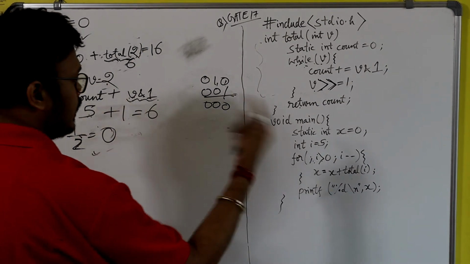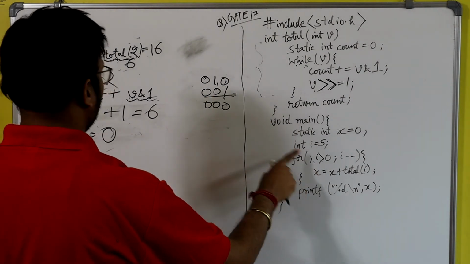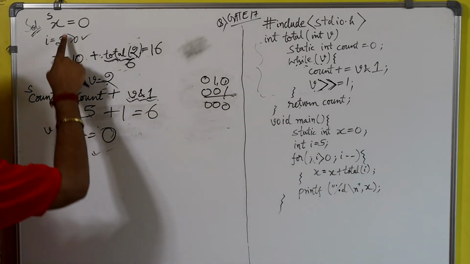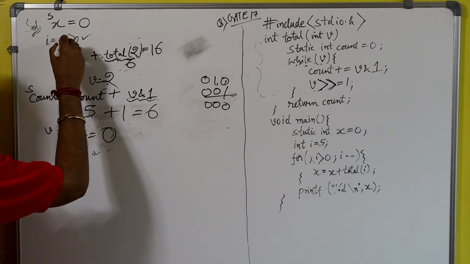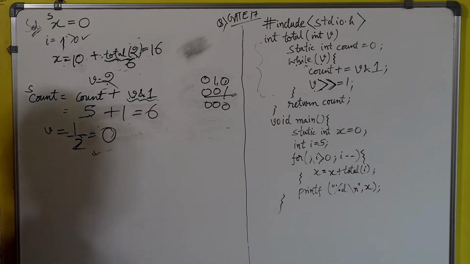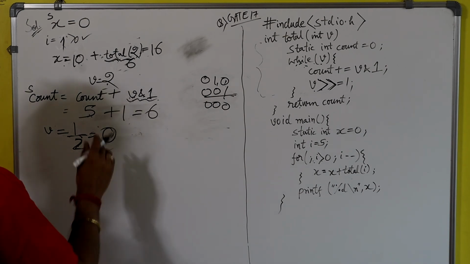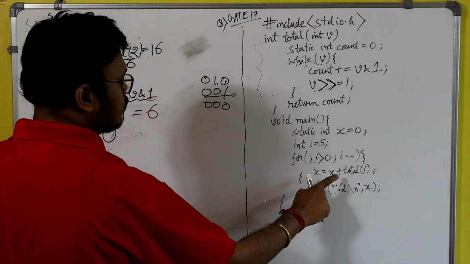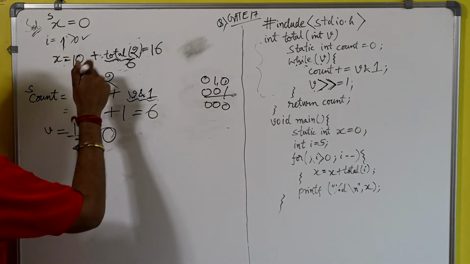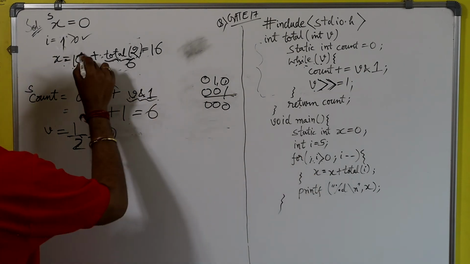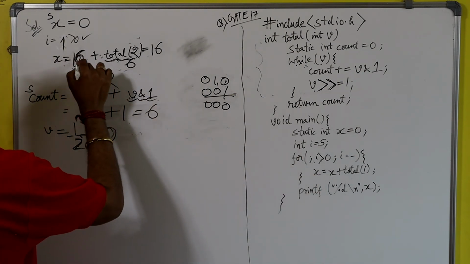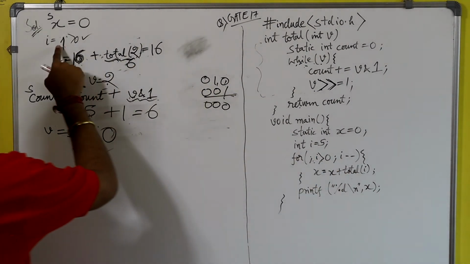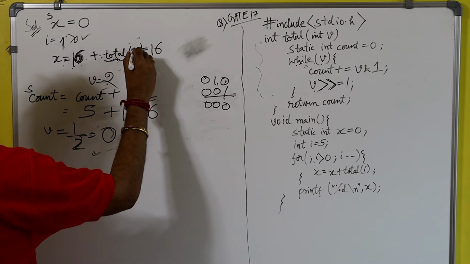Okay, but still the loop will run because the value of I is 2, so it will be decremented by 1, so 2 will become 1. And now this line will be executed once again. So x is equal to x plus, what is the value of x? The value of x is 16. So let's write 16 in place of x. 16 plus total of, what is the value of I? The value of I has become 1, total of 1.